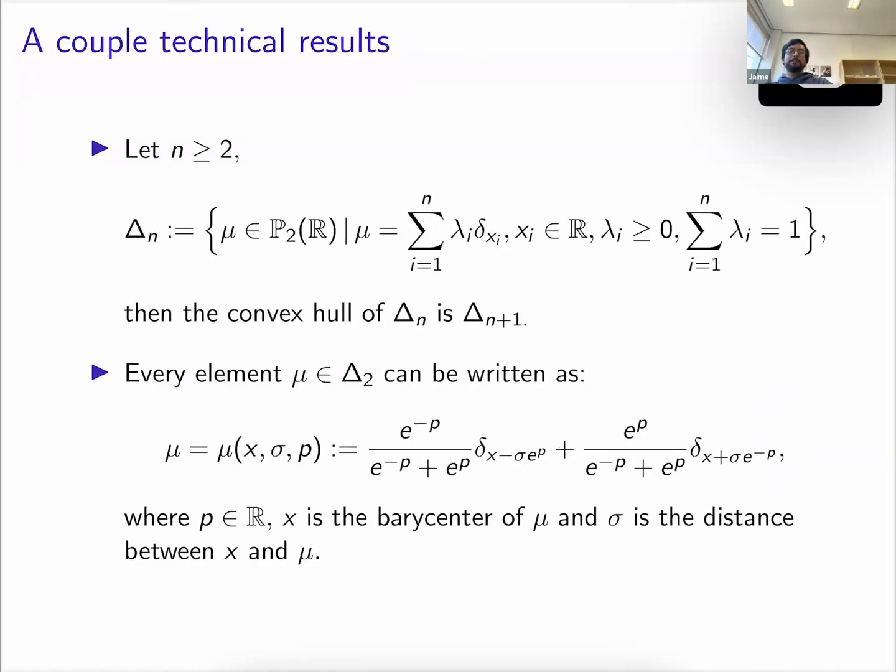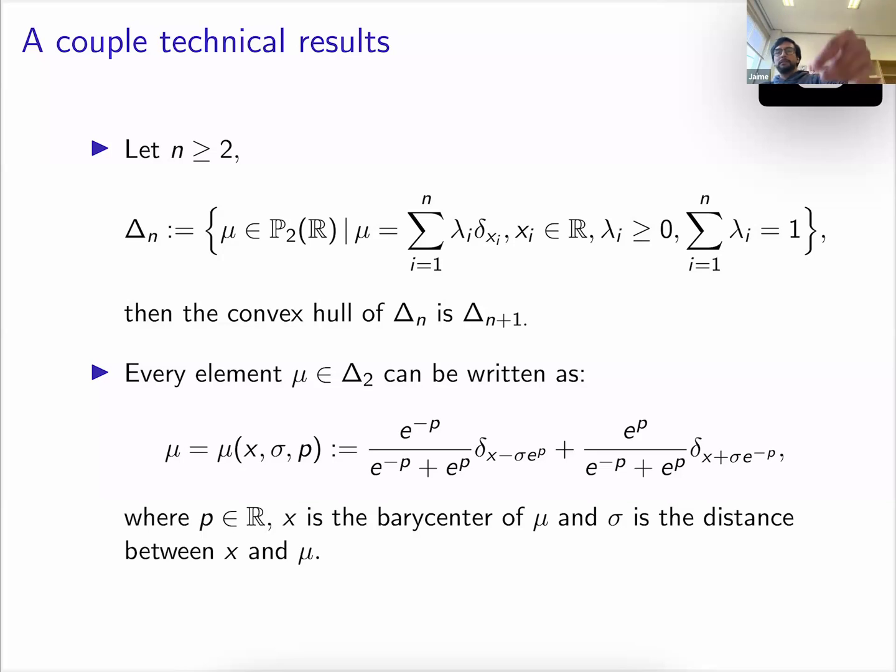And the next thing is that if you take an element, mu, that is supported on 2 atoms, then we can describe it in a more convenient way, just by looking at some parameters. So mu is going to depend really on 3 things, on x, on sigma, and on p. P is going to be some parameter in R. X is going to be the barycenter or the center of mass of mu. And sigma is just going to be the distance to the barycenter. And with these 3 things, you can actually write the measure mu in the following way.